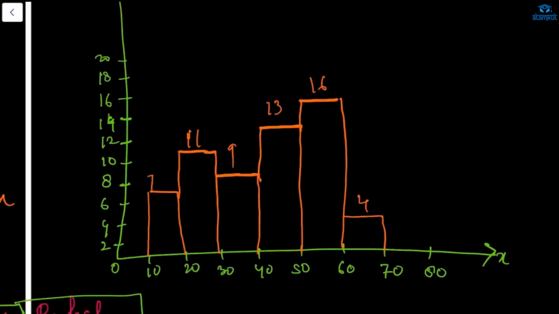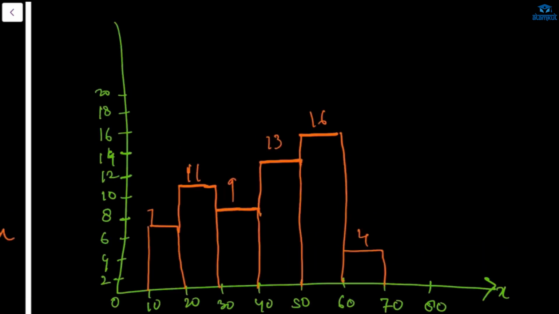If the class sizes are unequal, I will tell you tomorrow. That is, this is continuous, 10 to 20, 20 to 30, but it can be 10 to 20 and then 30 to 50. How to draw that type of graph, I will explain tomorrow. So this is a basic, simple histogram that I have shown you, showing how you draw a histogram.